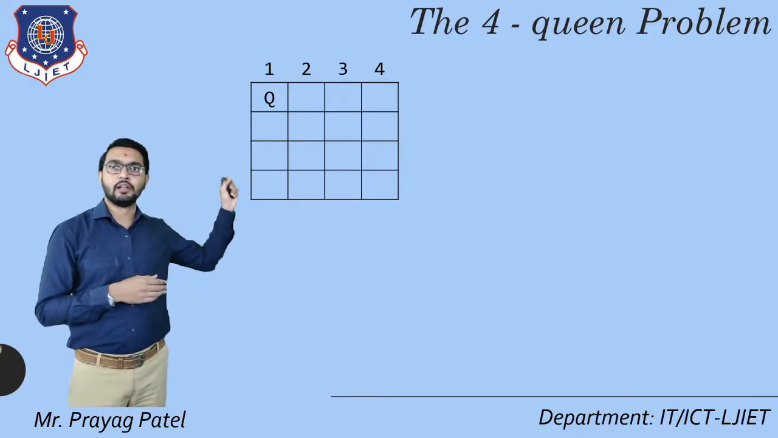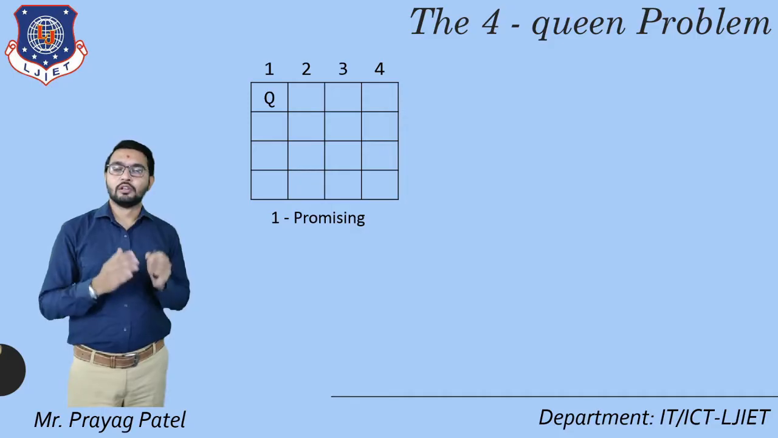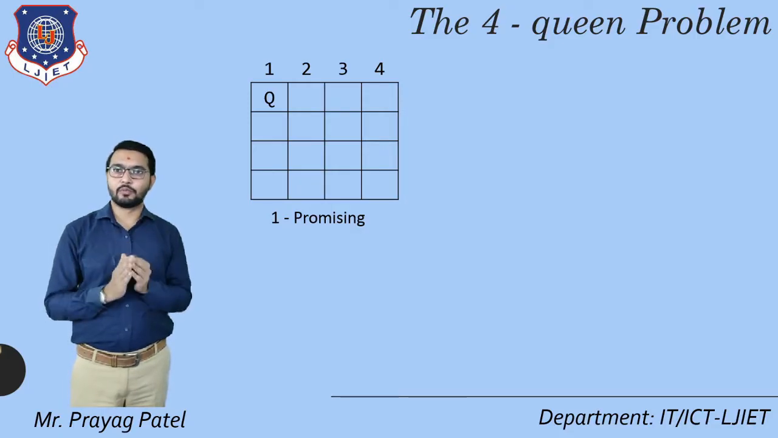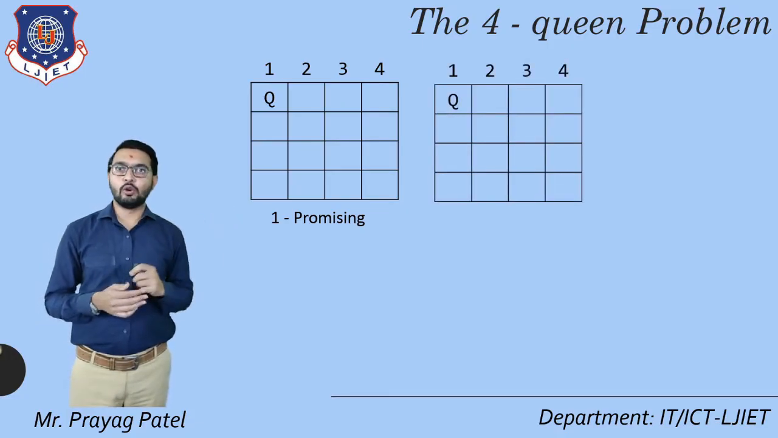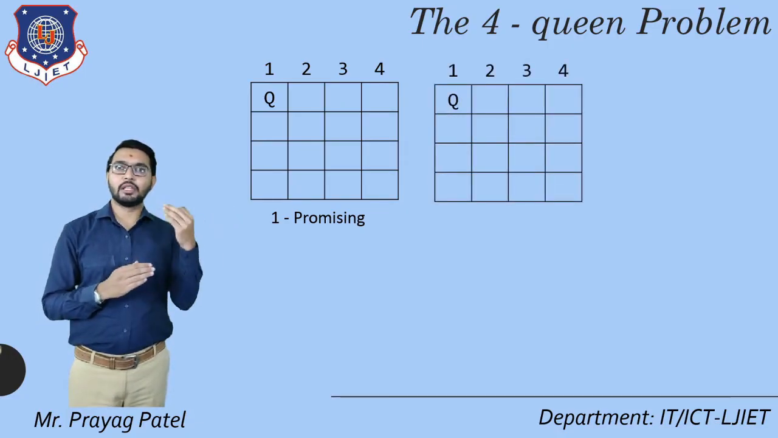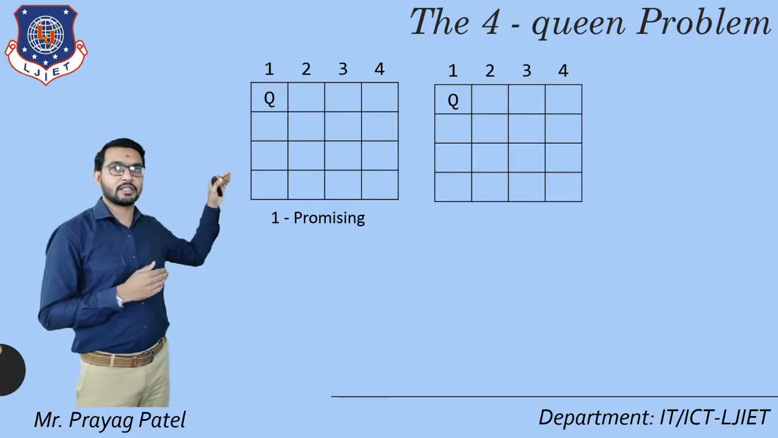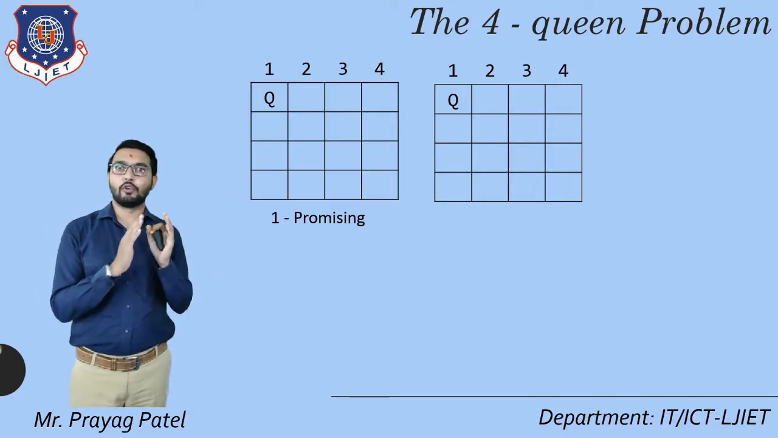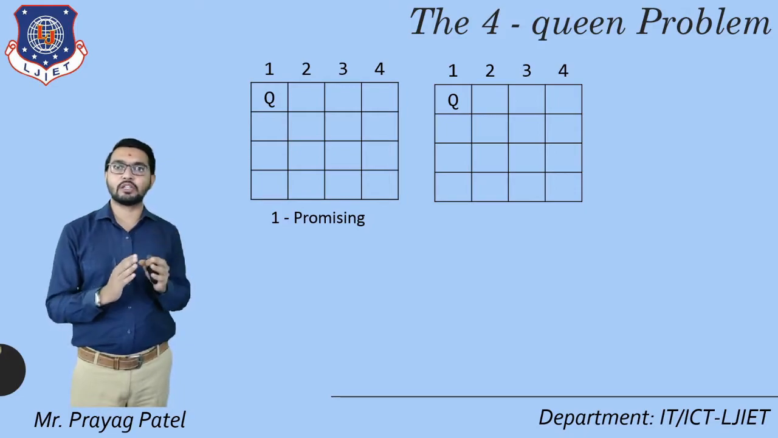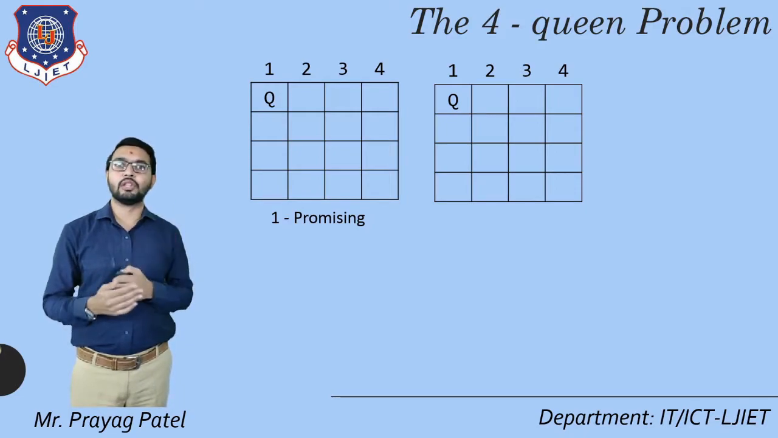Now here consider Q at the first position. So consider one solution, or one queen, is possible. So consider the one promising. Now we want to find the next row. So here consider the second row. For the second row, consider at which position or location you want to put this queen.